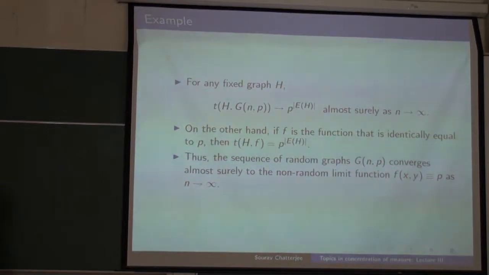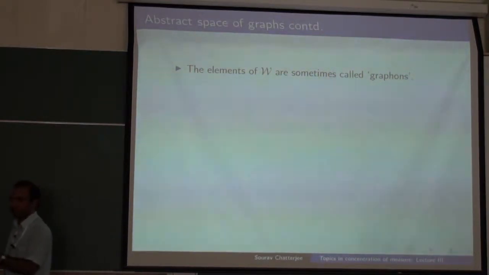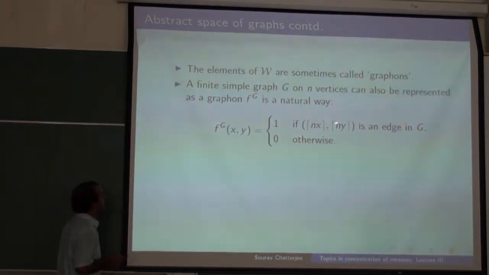Okay, so just to fix ideas. The elements of W, remember W was the space of all measurable symmetric functions from the unit square into [0,1]. It's sometimes called graphons or graph limits or various other names.